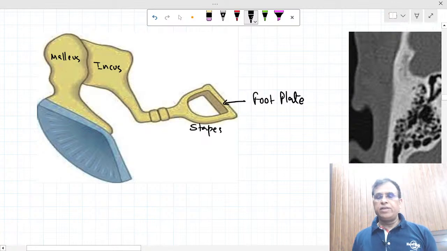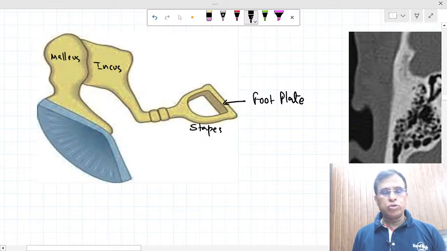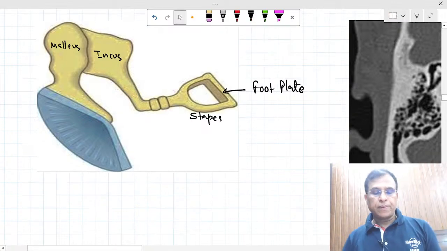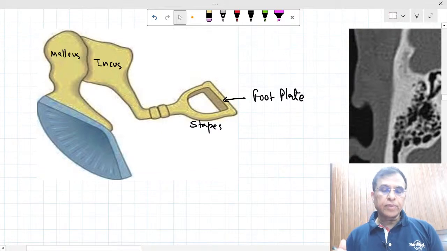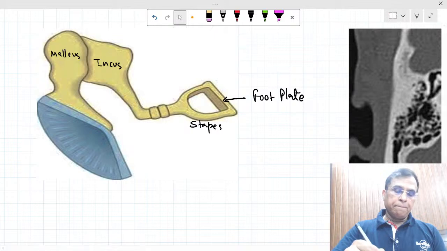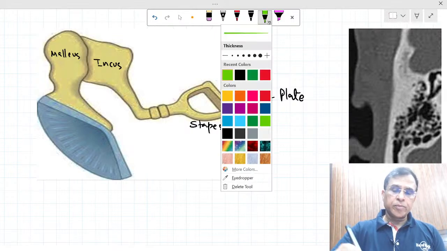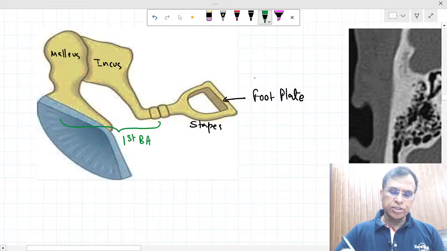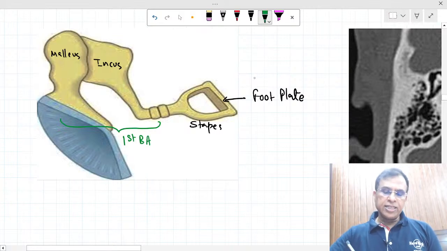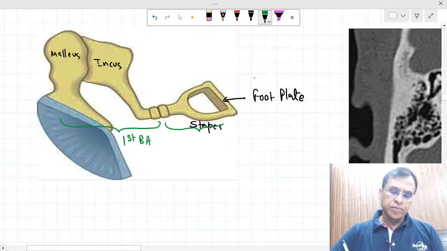This image is given in your workbook. Now from here we have to know two things. Malleus and incus develop from the first branchial arch. First BA is branchial arch, and this part, the stapes, develops from the second branchial arch.